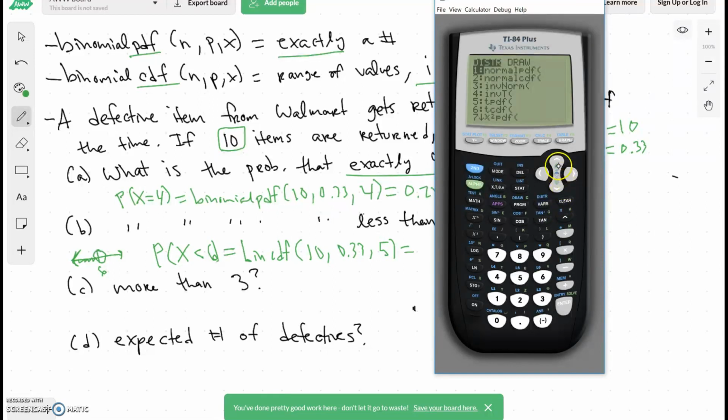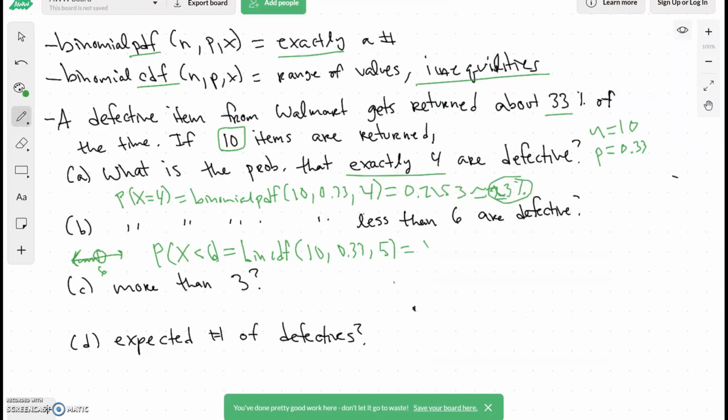2nd, VARS, go all the way down to binomial CDF, enter. Number of trials in this case is still 10. Probability of success is still 0.33. And then the x value is now going to be 5. Enter, paste. And this is going to give us about 0.93, or approximately 93%. So about 93% chance that fewer than 6 are defective. So kind of likely.